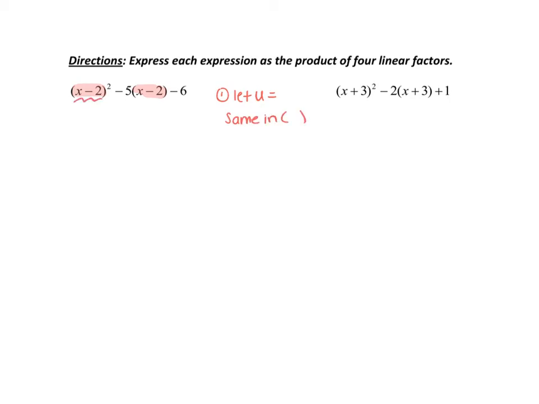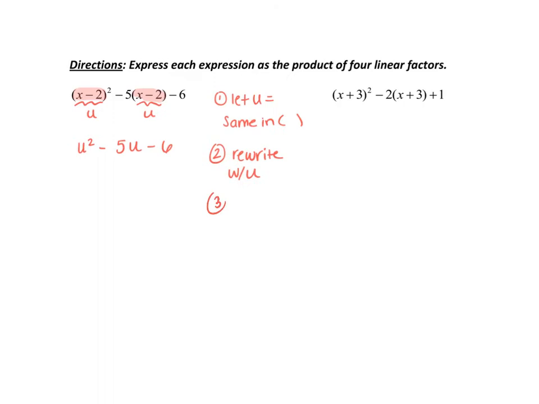Okay, so this is your u and this is your u. So we rewrite it using u. So u squared minus 5u, right? So u squared minus 5u minus 6. So that's step 2: rewrite with u. Step 3 is to factor with u.